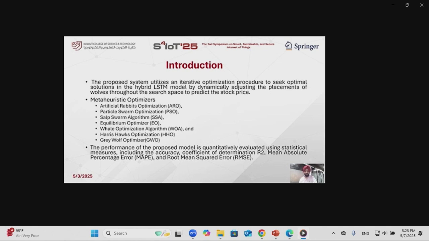The framework that we are proposing here is evaluated by state-of-the-art parameters. We used accuracy, the coefficient of determination as R square, mean absolute percentage error (MAPE), and lastly RMSE, that is root mean square error, to evaluate the actual and the predicted price by the framework.